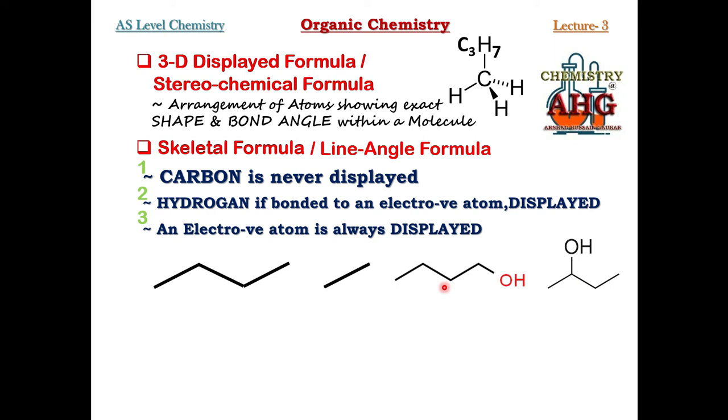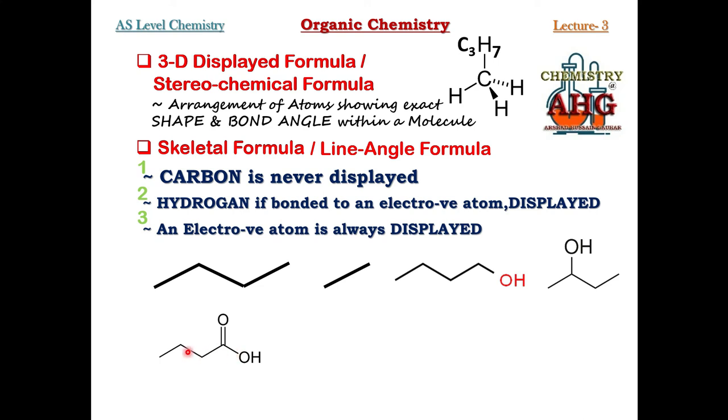Now if you are asked to give the skeletal formula for a carboxylic acid, what is a carboxylic acid? The functional group of carboxylic acid is COOH. What you should remember, how to give the skeletal formula of carboxylic acid? Look at this: 1 2 3 4, 4 carbon. So this is butanoic acid. This carbon and oxygen, they are having a double covalent bond. This is a single covalent bond.